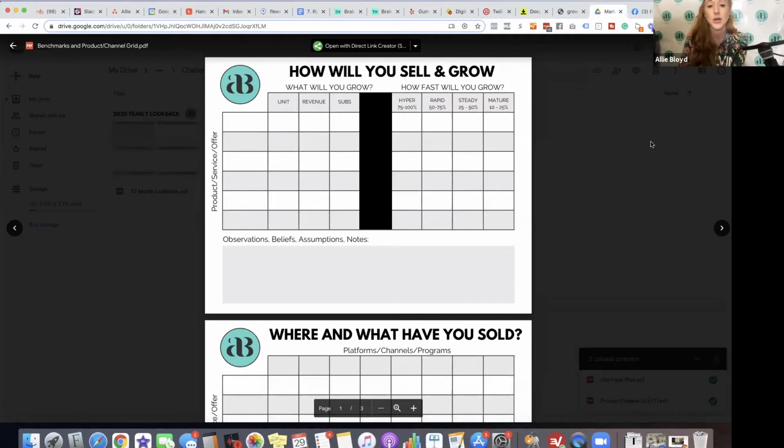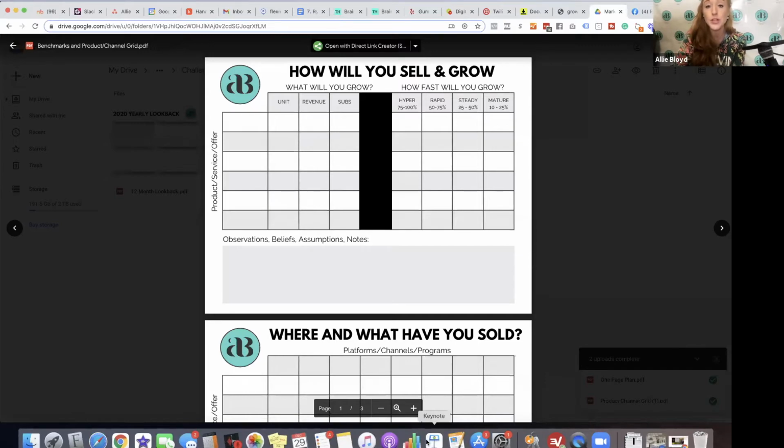So with these documents, I'd highly encourage you to print them out. If you can't print them out, you could always use something like Adobe Reader or get a PDF that will allow you to actually edit these boxes. Or you could just take the concepts from these documents and write them down on a whiteboard or on paper. It's really up to you, as long as we go through the steps that are necessary for you to make this plan. So the first document we're going to be going over is how will you sell and grow?